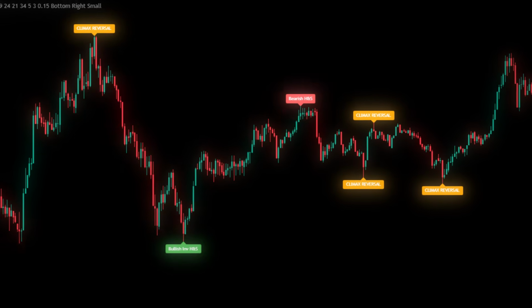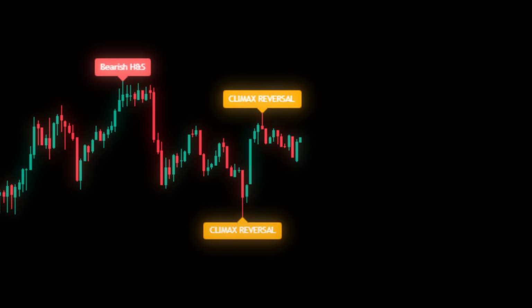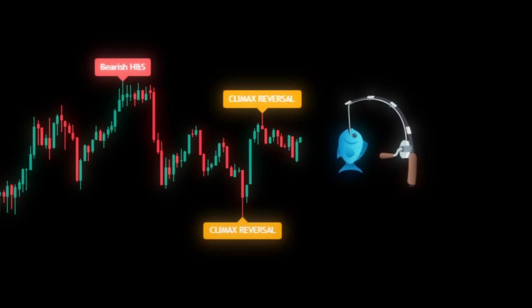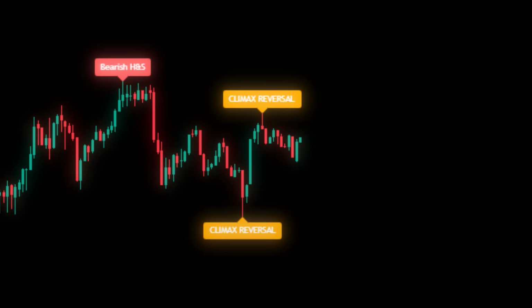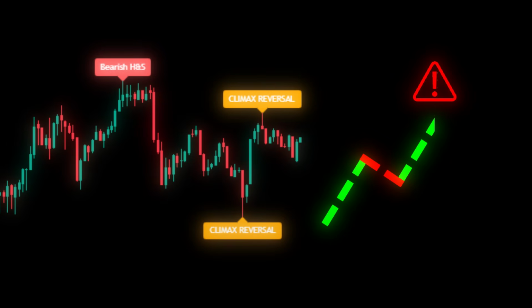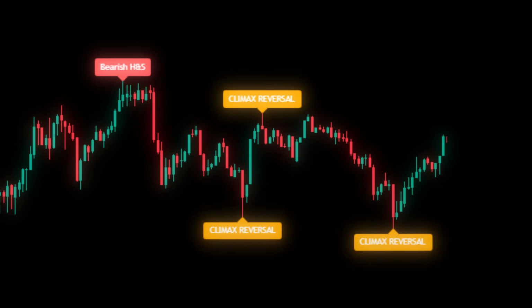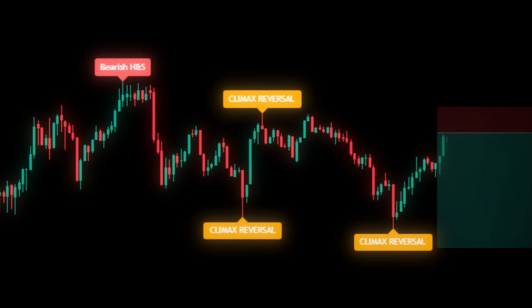Pattern number 2, the climax reversal, orange. This one's my personal favorite to watch for because it catches the traps. A climax reversal appears when momentum doesn't confirm a price move and then suddenly collapses. That's the signature of smart money exiting while retail traders are still piling in. The move looks strong, the candles look powerful, and then it just dies. Orange on your chart means someone big just left the party, and the party's about to end.